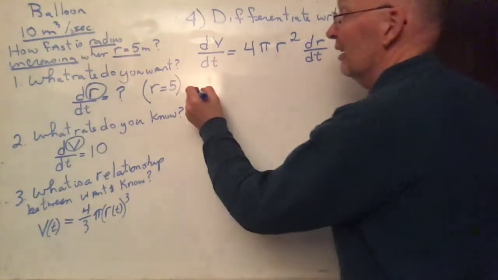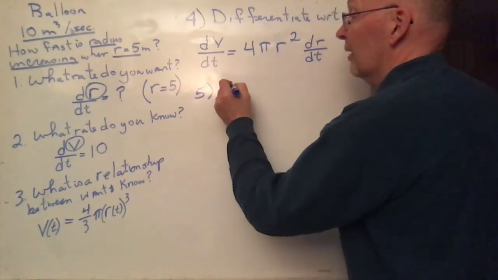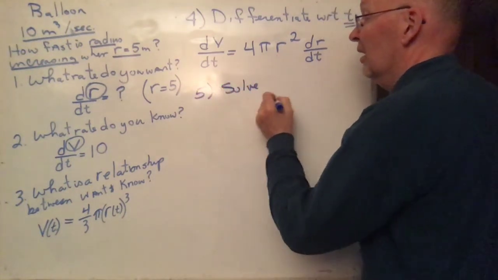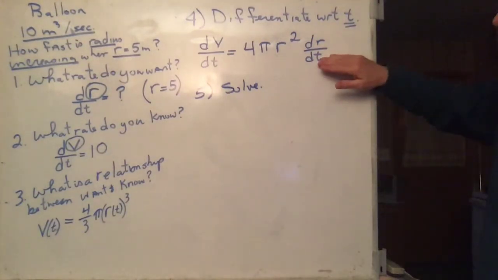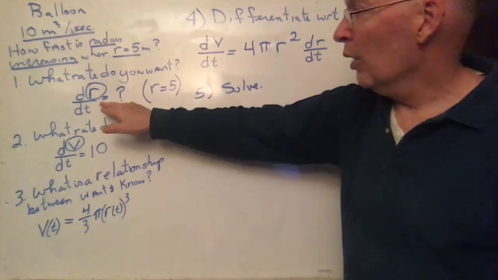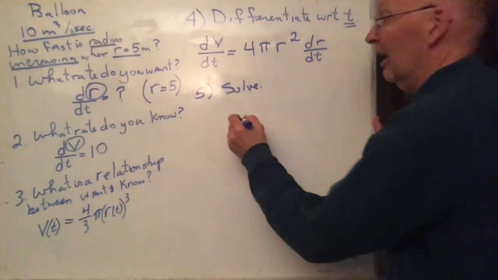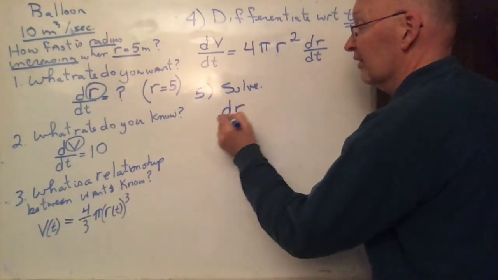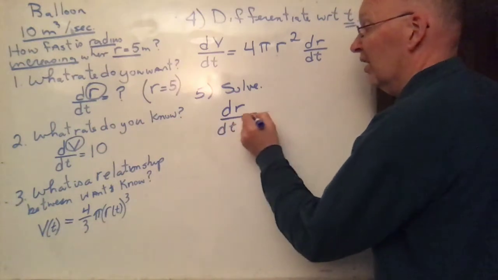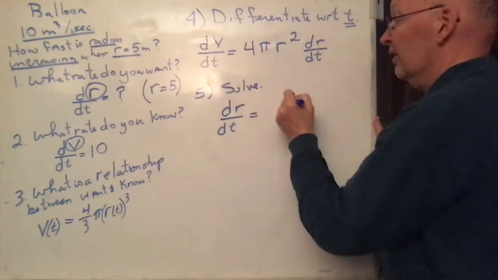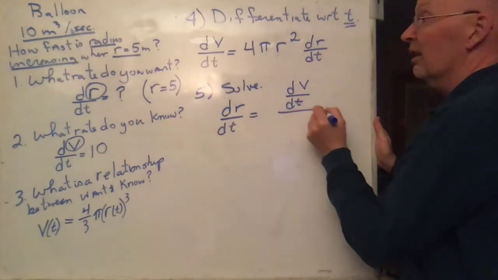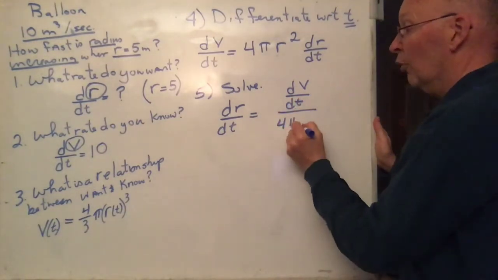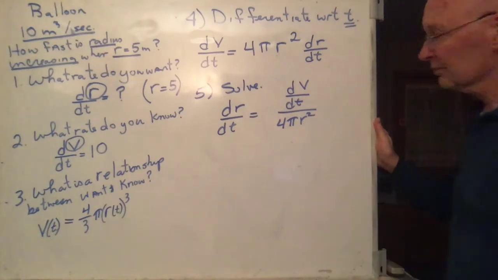And finally, solve. So we want to solve this for the thing we want, dr/dt. And so we write dr/dt in this case is equal to, it's going to be what? dV/dt divided by 4 pi r squared.